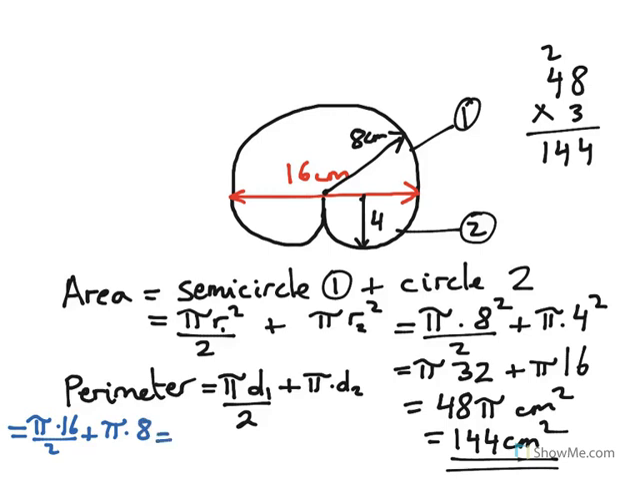So look what we would get here. We would get 8 pi plus 8 pi. 16 divided by 2 is 8, so we'd get 8 pi plus 8 pi. So it would give us 16 pi.